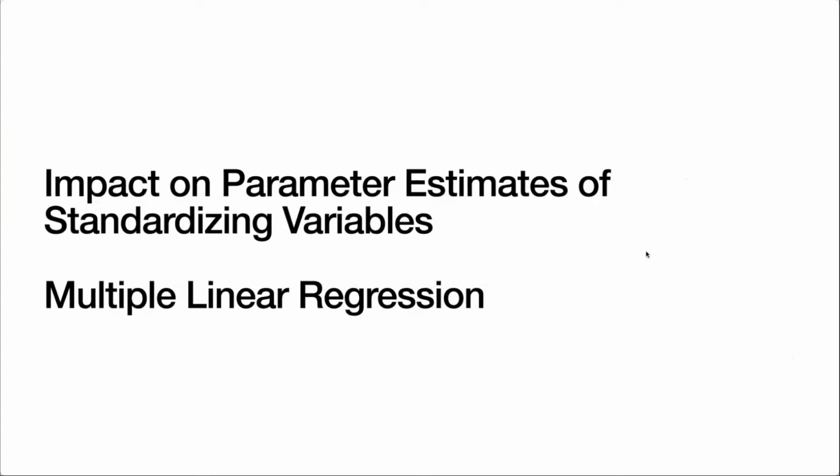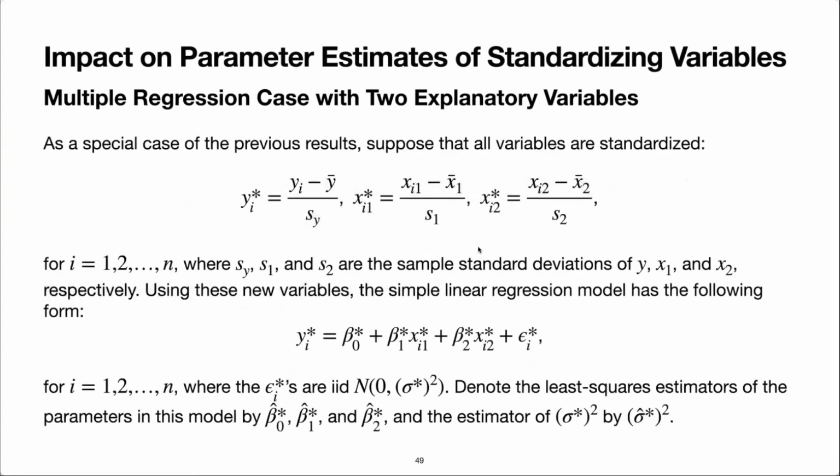So let's apply this to the special case of standardizing the variables in the multiple regression model. As a special case of this more general result involving linear transformations, suppose that all variables are standardized. Again, we have the standardized version of y: y sub i star is the standardized version of y sub i. So we take y sub i, subtract off the mean of the y's, and divide that difference by the standard deviation of the y's.